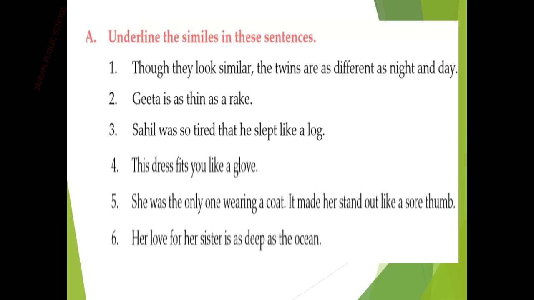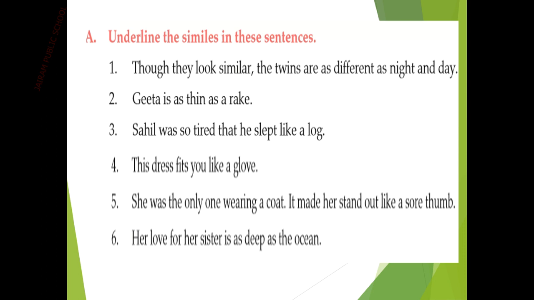Go to section A. Underline the similes in these sentences. Go to the first one. Though they look similar, the twins are as different as night and day. In this sentence, can you find out the two different things? Yeah, of course. One is the twins and another one is night and day. Here, the twin people were compared with night and day by using the simile word as. Can you find out the simile in the sentence? Yeah, of course. As different as night and day is a simile of the sentence.